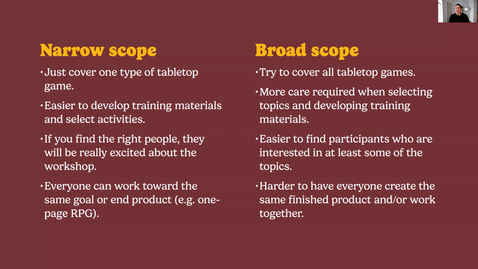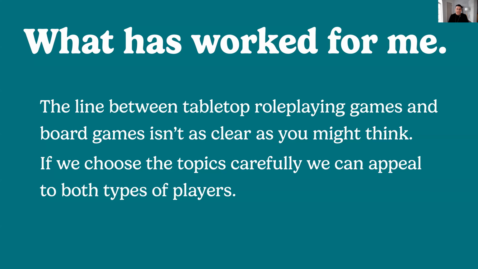So that's kind of the two ways to look at this. When you're setting it up, you could either do a super narrow scope, just pick one type of game and really dive into it. You will get people who are really interested in it, and it's probably easier to pick the material for it. Or you could try to do a broad scope. You're going to cover everything, but now you've got to be really careful when picking the materials to make sure that's going to appeal. So what's worked for me, and you'll see this in the games I design, is that I don't think the line between tabletop role-playing games and board games is as clear or as bright a line as most people think. And I think if we choose topics carefully, we could appeal to both.